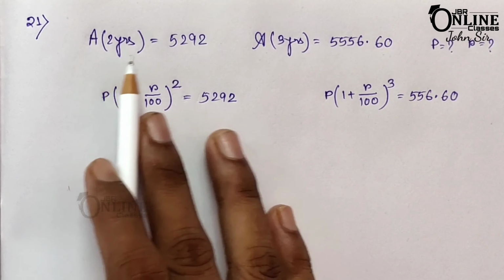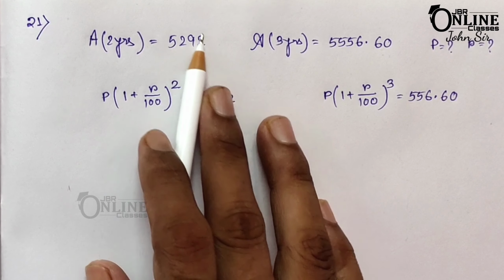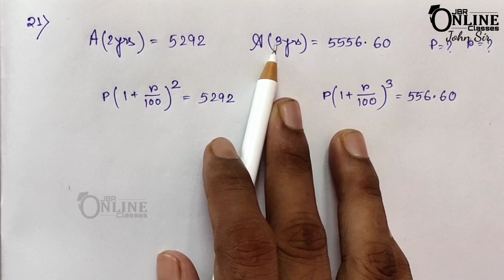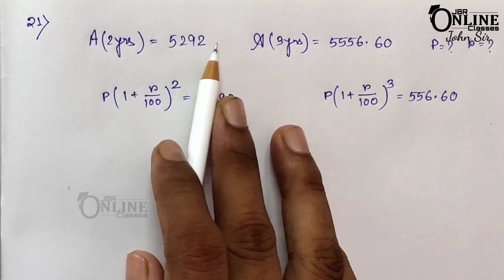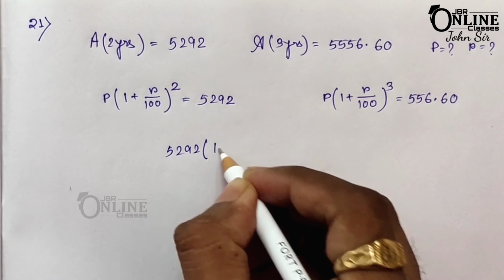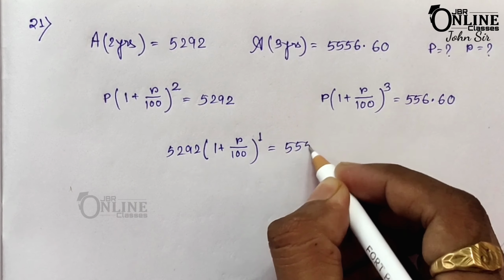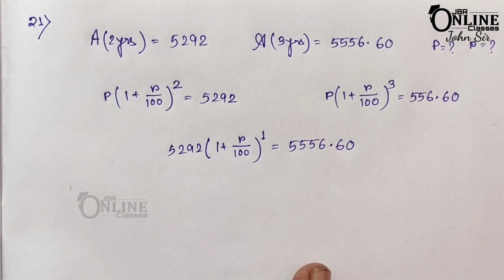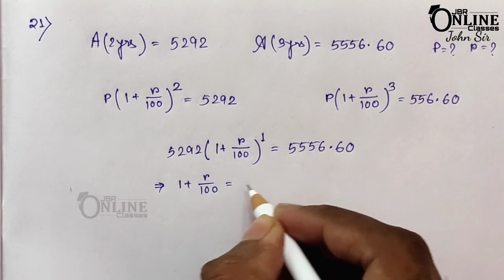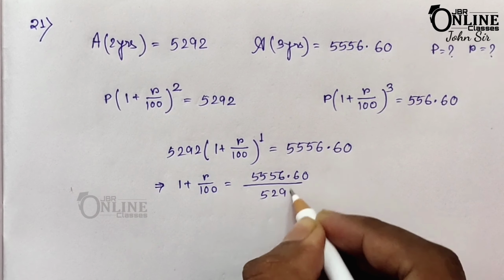Here, as you know, if the amount of 2 years equals 5292, that means 5292 is the principal for the third year in compound interest. So if 5292 is the principal for the third year, then we can also write 5292 into 1 plus R by 100 whole to the power 1 equals 5556.60. So here 1 plus R by 100 equals 5556.60 divided by 5292.